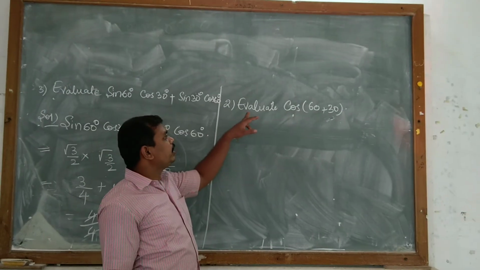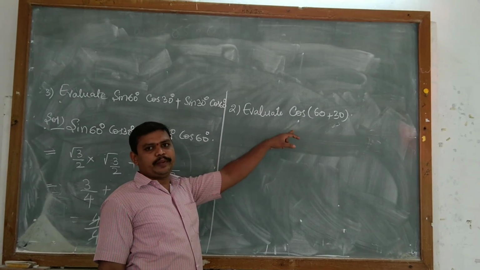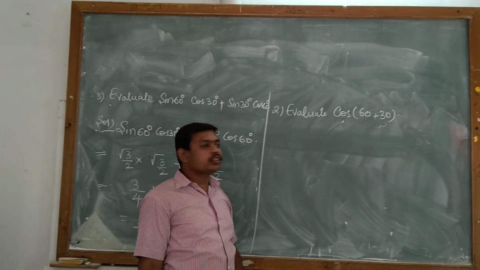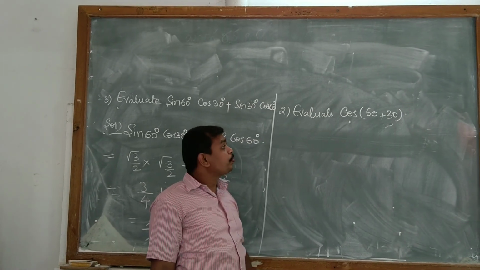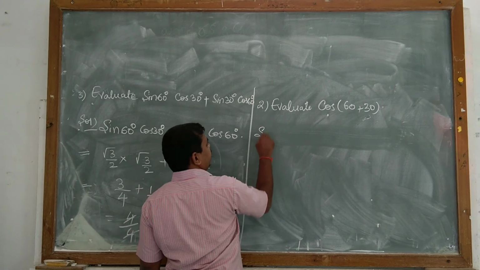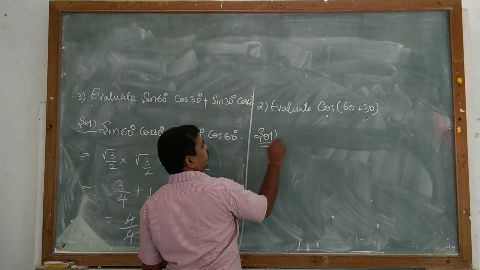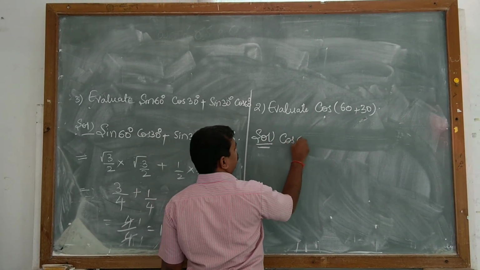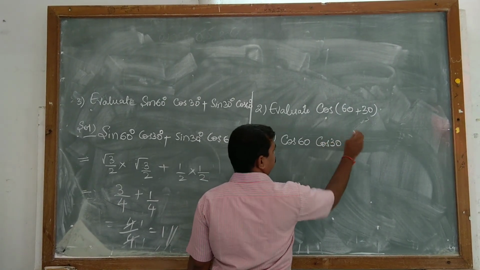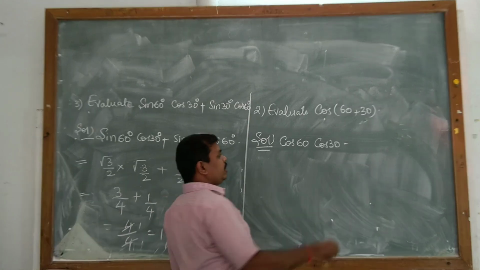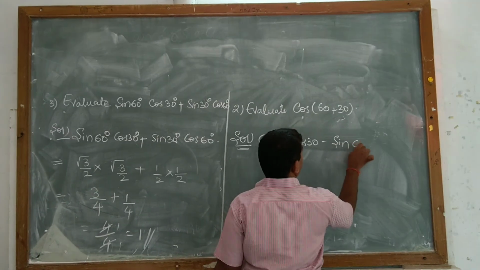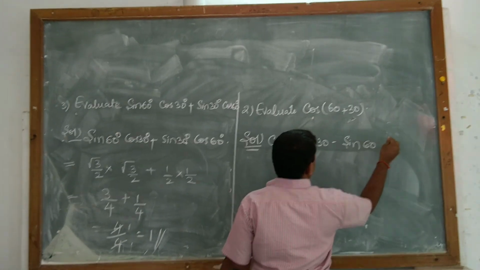Next problem is to evaluate cos of 60 plus 30. What is the formula for cos A plus B? It is cos A cos B minus sin A sin B. That means when you expand it, what do you get here? Cos A cos B minus sin A sin B.